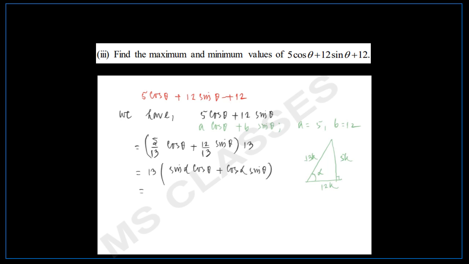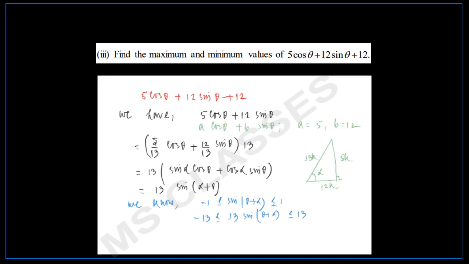That is 13 sine of alpha plus theta. Now we know sine of theta plus alpha is less than or equal to 1 and greater than or equal to minus 1. Now multiply throughout by 13. So 13 sine of theta plus alpha is less than or equal to 13 and greater than or equal to minus 13.